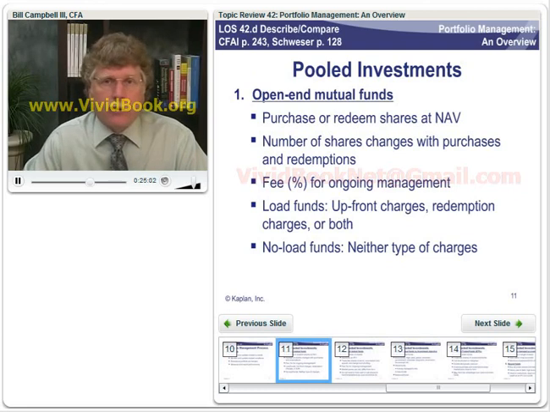So when people purchase shares from the fund or when they sell shares back to the fund, these are all done at the net asset value. This is the value of the assets per share. So take the total value of the assets owned by the mutual fund, divide by the number of shares, that's the net asset value per share. That's the price at which we have purchases or redemptions.